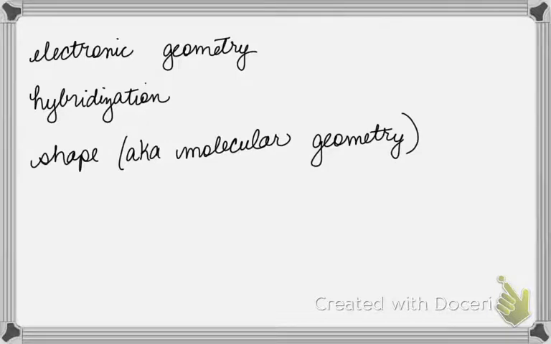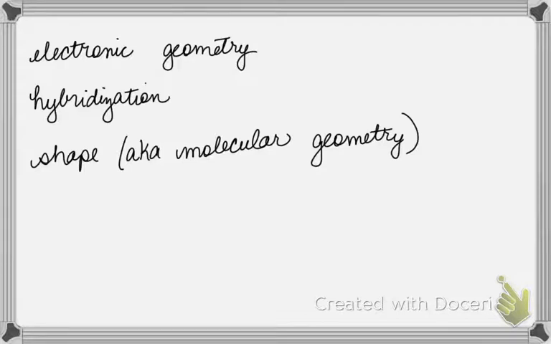And that is to name the electronic geometry around the central atom, give the hybridization for the central atom, and then it says name the shape around the central atom, and shape can also be called molecular geometry. Now, notice in each one of these, it talks about a central atom. So you do have to identify a central atom in each Lewis structure.